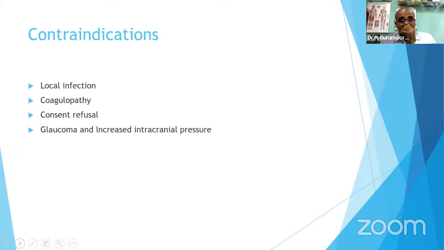What happens if you are not asking the question? If the patient has angle closure glaucoma and you just go on injecting, sometimes it can cause retinal hemorrhage. If the patient has increased intracranial pressure and you just go on adding this 10 ml of epidural steroid, then they may go for coning. So we should be very careful with these patients.